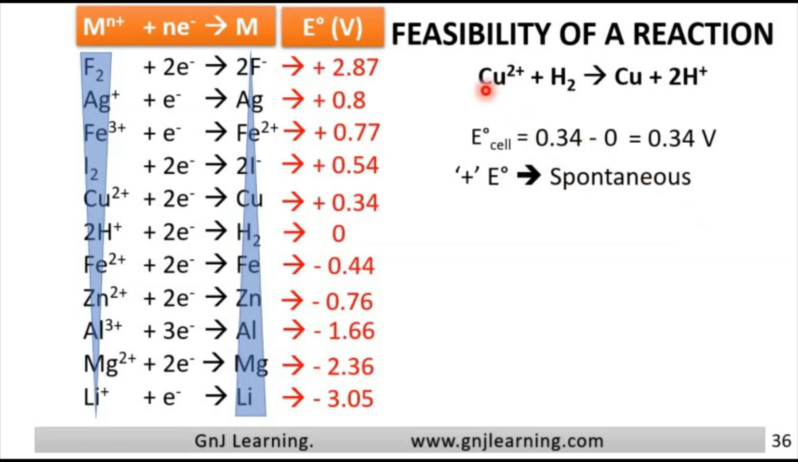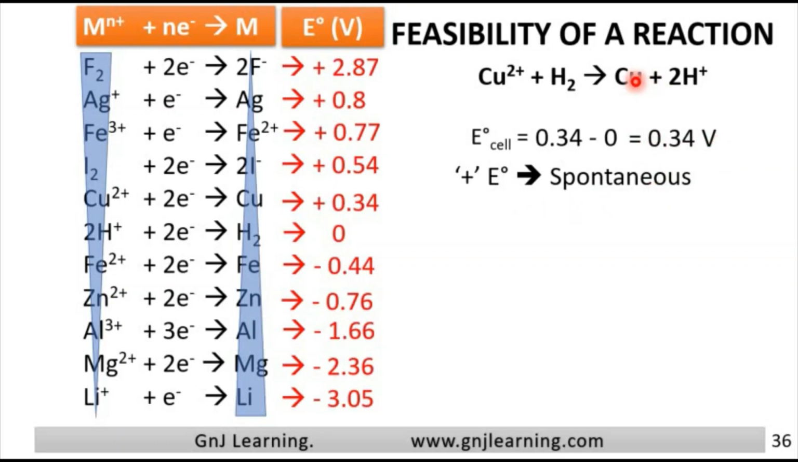So why is it so? Because E0 cell is always found as the difference between cathode minus anode. So cathode belongs to the oxidized species. So if the value has to be positive, then the oxidized species should come from a half cell with higher potential. This is what we were seeing in the previous slide. So oxidized species must come from a half cell with higher potential, then only the E0 value will be positive, then only the reaction will be spontaneous.